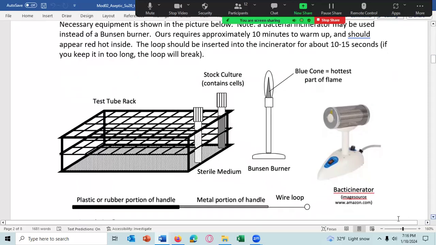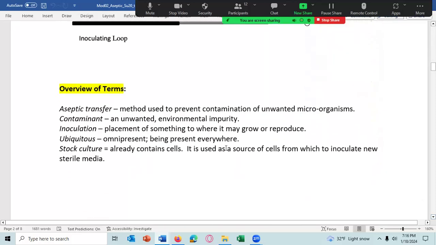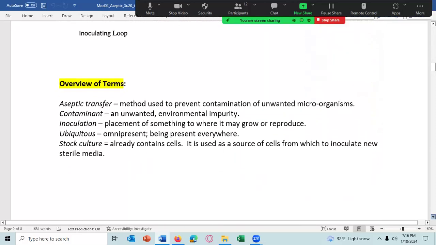How you sterilize it is you put it in the flame of a Bunsen burner or in the bacterial incinerator until the loop becomes red hot. And then you take the loop out, cool it, pick up your cells, and then transfer it to the sterile media. All right, know the terms of this lab?